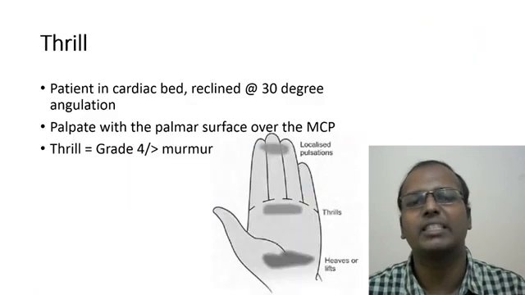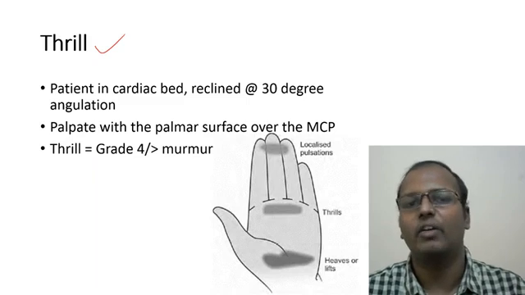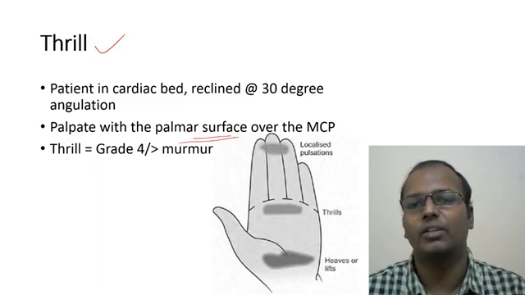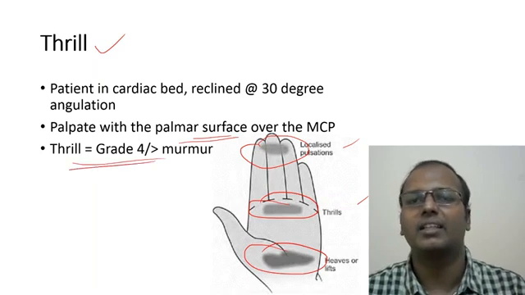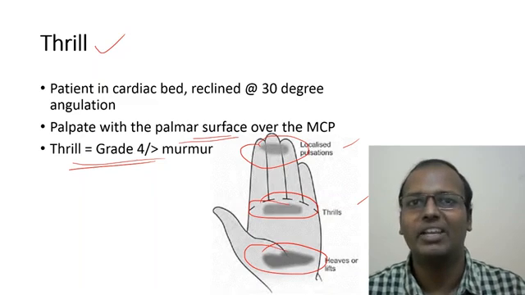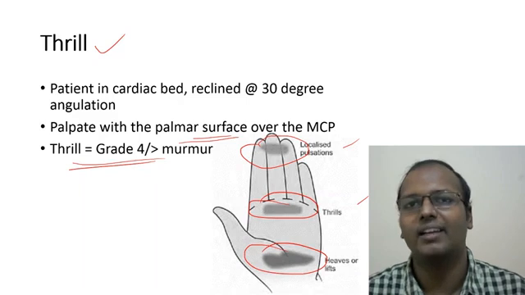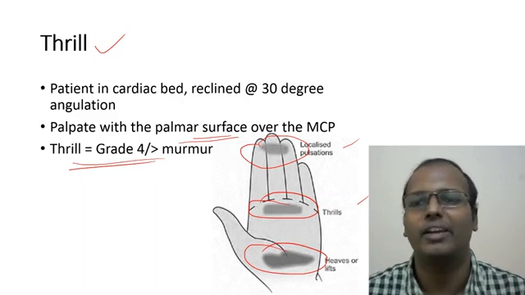Now coming to the next most important area, that is thrill. The patient is in the cardiac bed reclined at 30-degree or 45-degree angulation. Palpate with the palmar surface over the metacarpophalangeal joints. Pulsations you feel with the pulp of the finger, thrills over the metacarpophalangeal joint, and heaves with the heel of your hand. If a thrill is present, you have to commit the murmur as grade 4 or more. Very important point: there should be a coincidence, if you are committing a thrill, then the murmur is grade 4 or more.